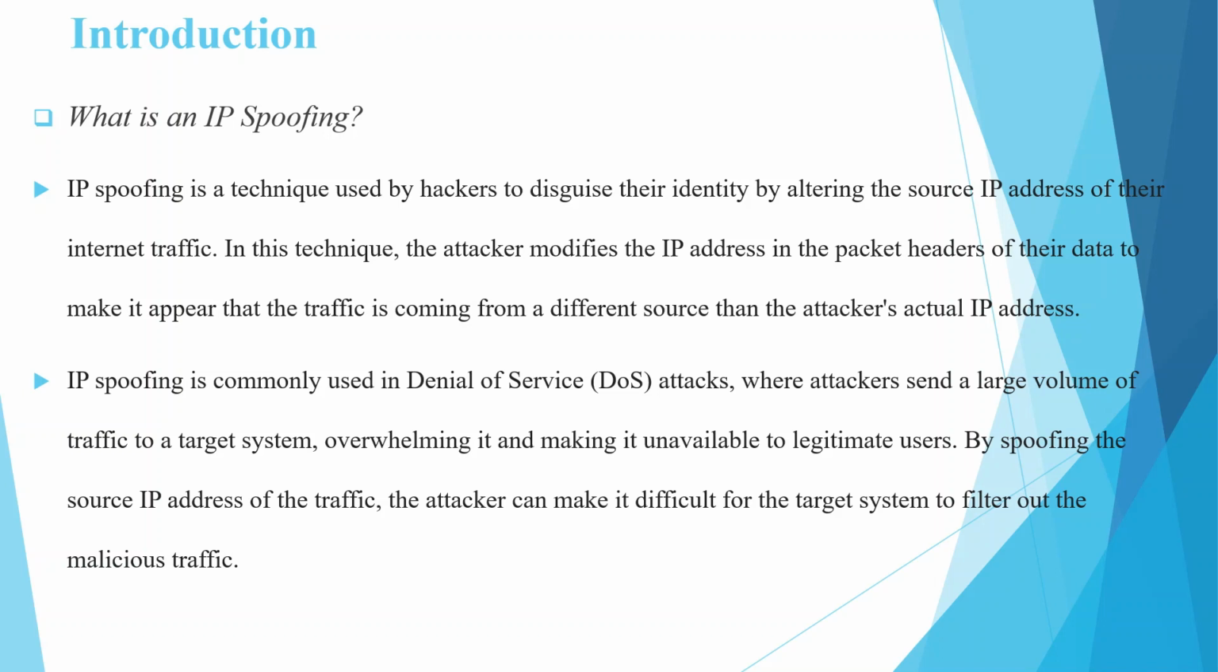IP spoofing is frequently used in denial of service attacks, in which attackers flood a target system with traffic to overwhelm it and prevent legitimate users from accessing it. By spoofing the source IP address of the traffic, the attacker can make it difficult for the target systems to filter out the malicious attack. The attacker might make it challenging for the target system to block malicious traffic by forging the source IP address of the traffic.